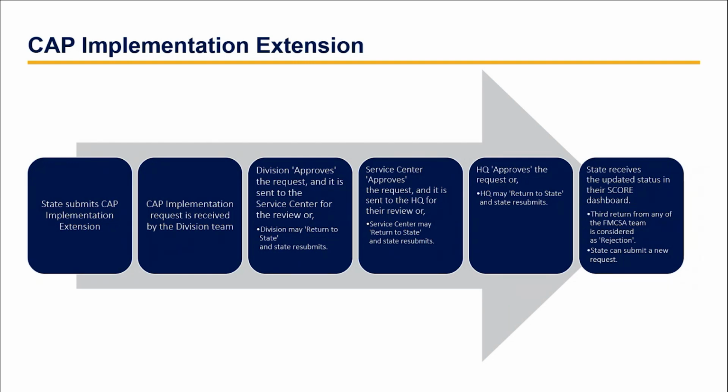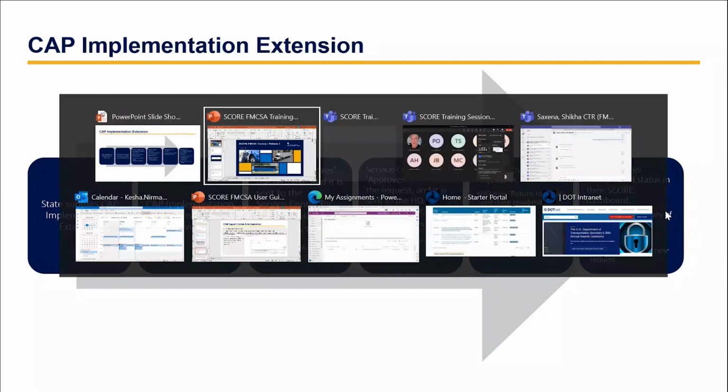Now, the thing is that if there is a third return from any of the FMCSA team members, it is considered a rejection of that CAP implementation. So in that case, the state has to submit a new request. So I'm going to switch to the application, the score application, and show how this works.